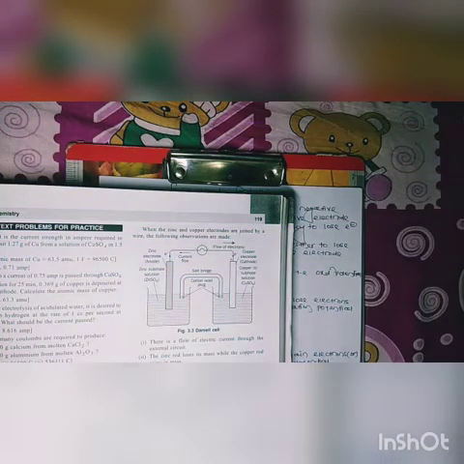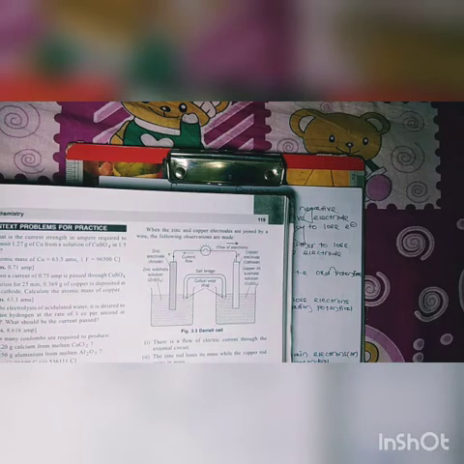Good morning, students. Today we'll start the portion electrode potential.